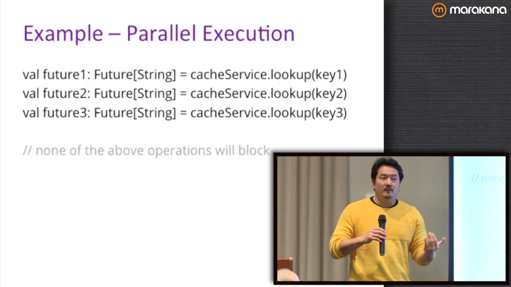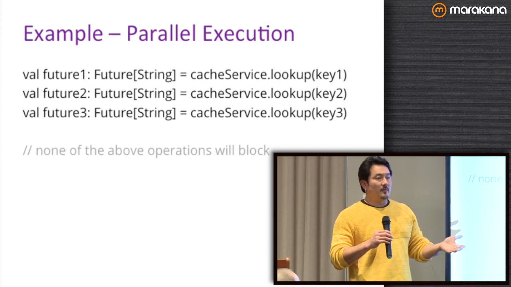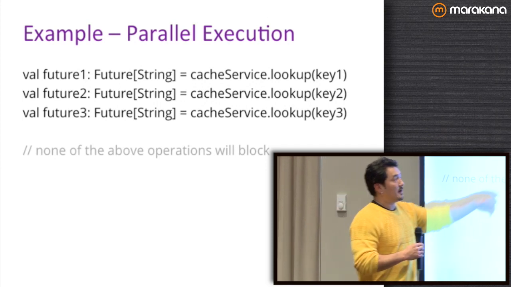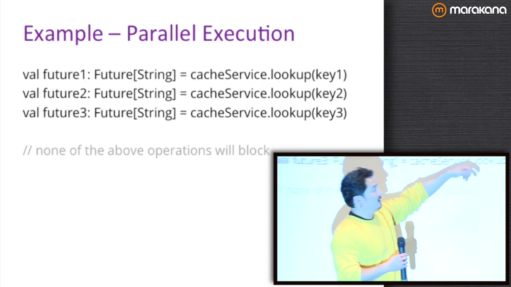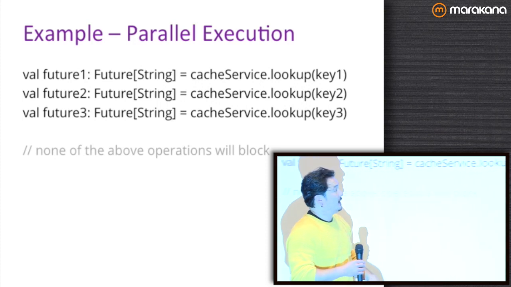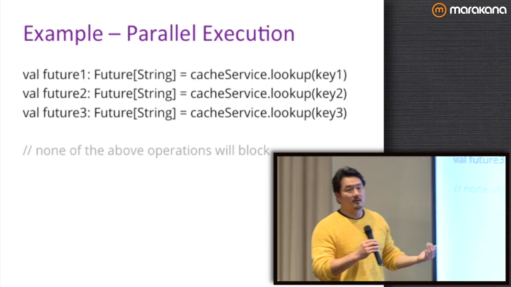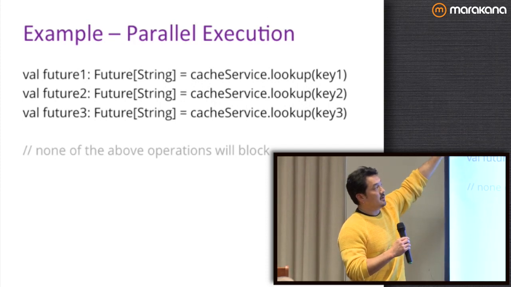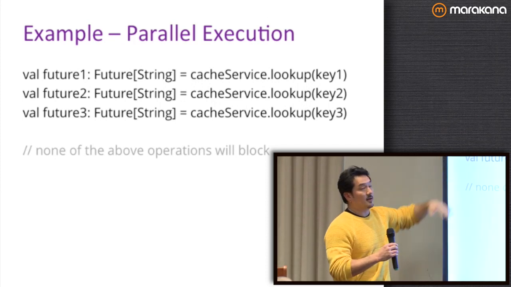But in the real world, we don't want to block. We want to do things in parallel. So here's a case where I might have a cache service, and I want to look up 3 key values, key 1, key 2, key 3, and I want to do all those simultaneously. So when I make these 3 invocations, none of these block, so I immediately drop down to this location.